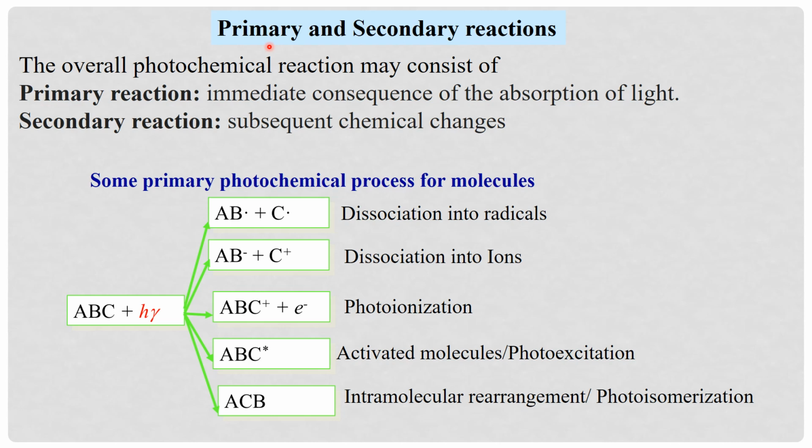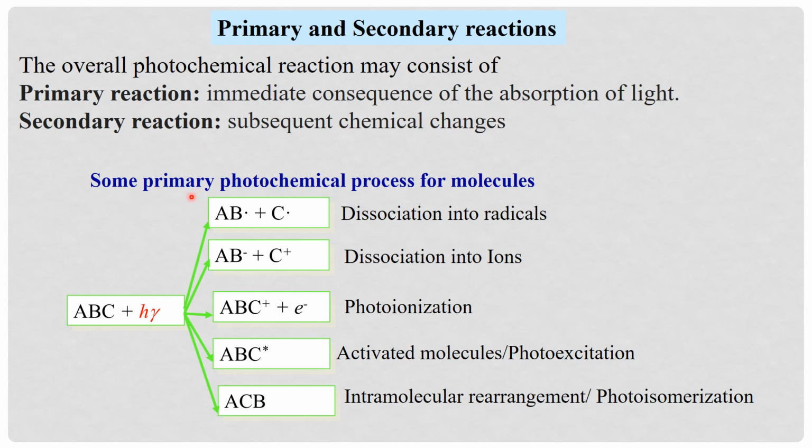Here are primary and secondary reactions, or we can say primary or secondary process. The overall photochemical reactions consist of primary reactions and the secondary reactions. Primary reactions are the immediate consequences when light is absorbed by some molecule or an atom. And after the primary reaction, the subsequent chemical changes are called secondary reactions.